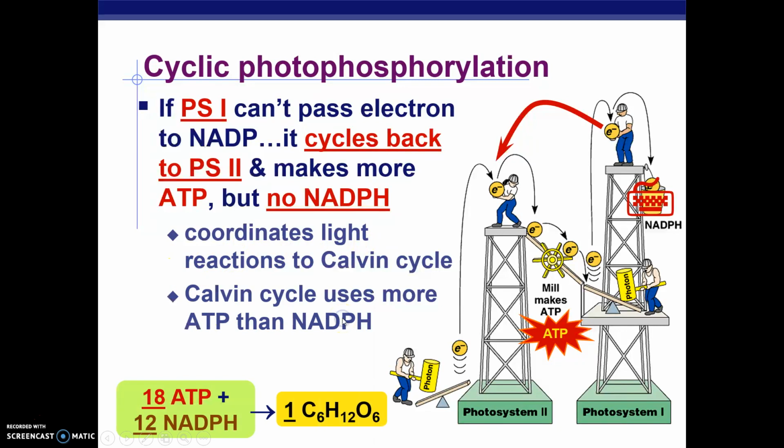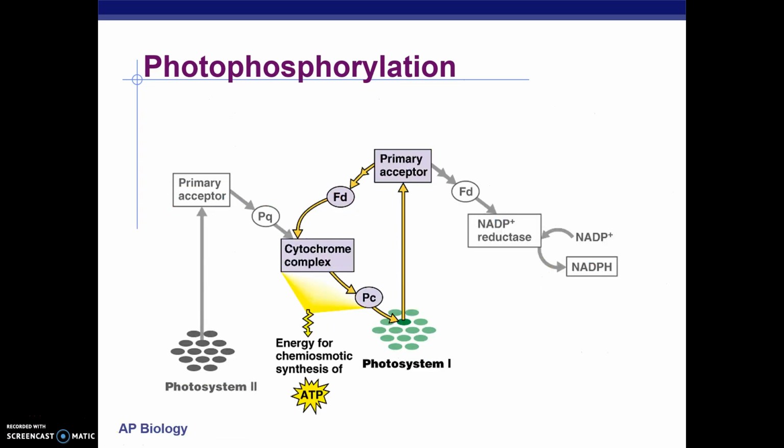To make one glucose molecule, the Calvin cycle will use 18 ATPs and 12 NADPHs. Here we will see photophosphorylation in yet another model. We are looking at the two types of photophosphorylation.